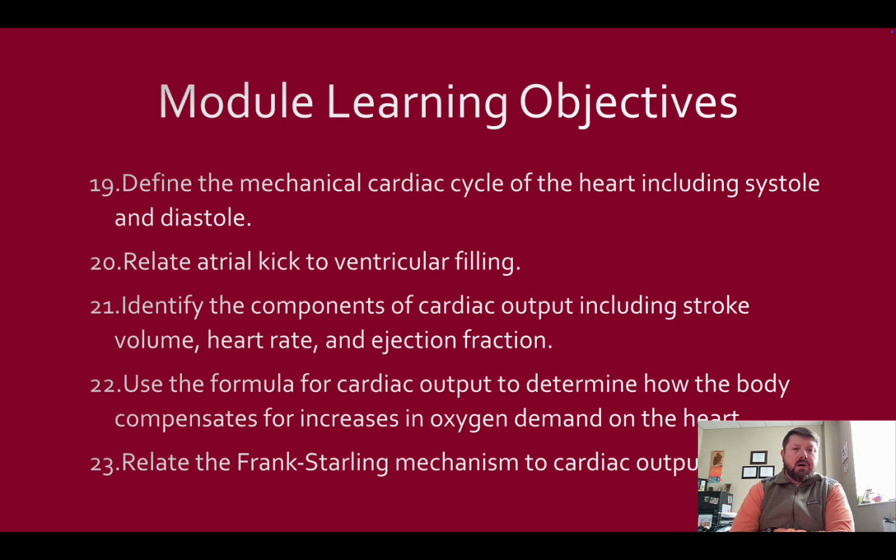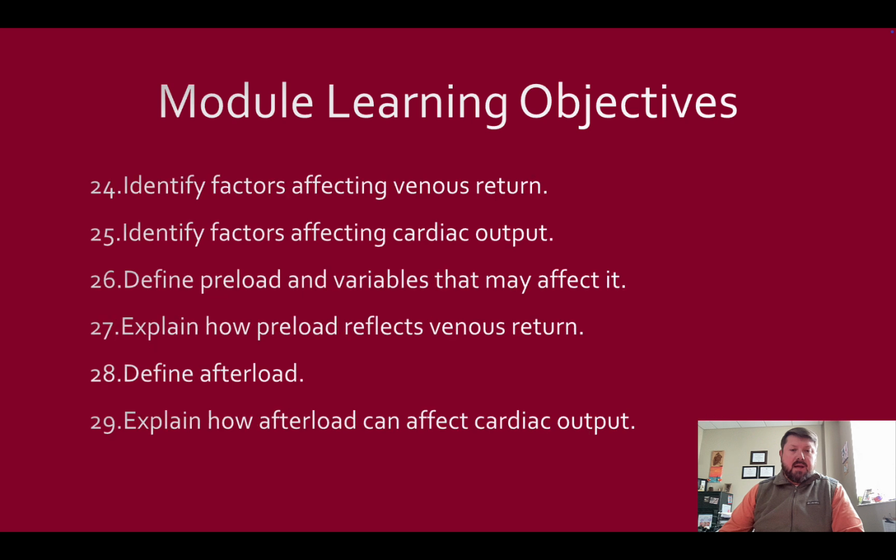Use the formula for cardiac output to determine how the body compensates for increases in oxygen demand on the heart. Relate the Frank-Starling mechanism to cardiac output. Identify factors affecting venous return. Identify factors affecting cardiac output.